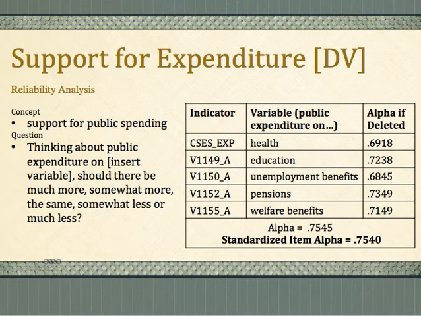In constructing the index, a reliability analysis was performed. After deleting the variables for defense and industry, I ended up with an alpha score of 0.74, which could not be increased by deleting any others. The result was this raw index.